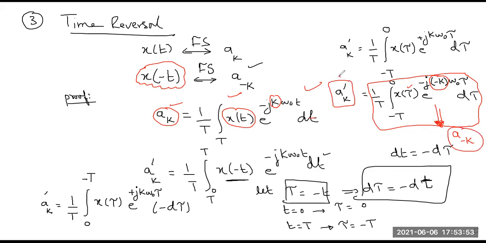But if you remember, what is A k dash? A k dash is the notation that I have used to represent the Fourier coefficient of this signal. So what is the Fourier coefficient of x of minus t? It is A k dash, and now we have proved that A k dash is equal to A sub minus k, which is exactly this.